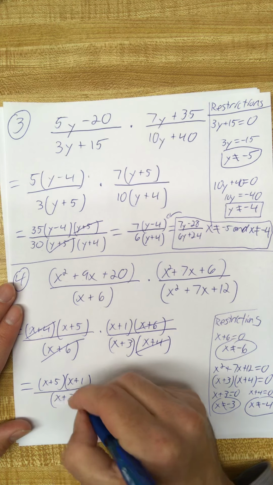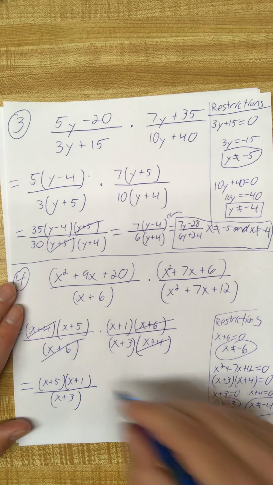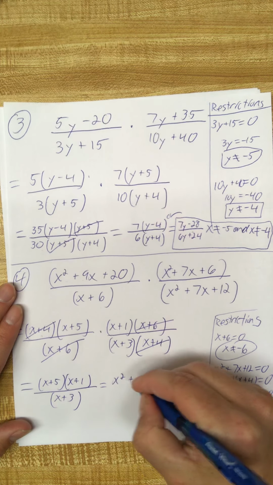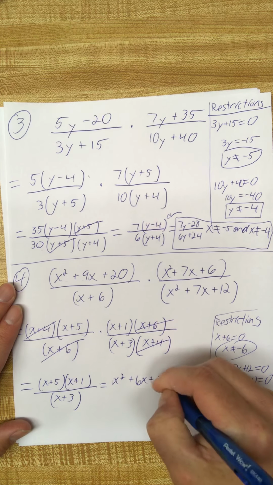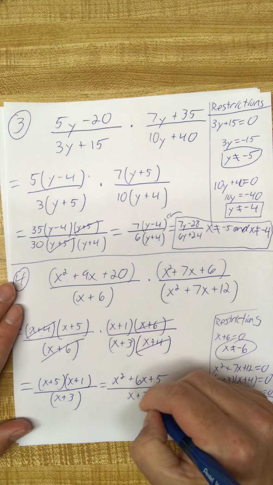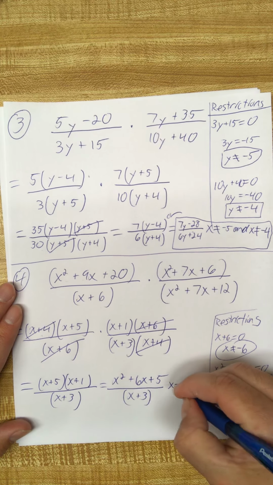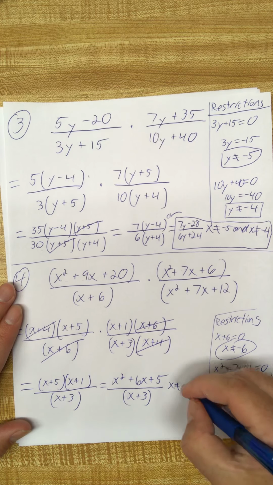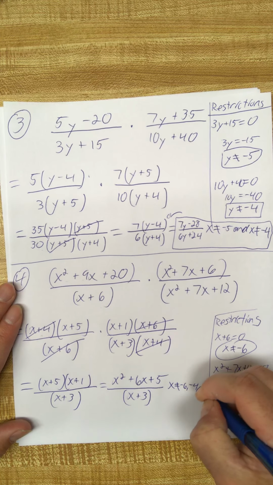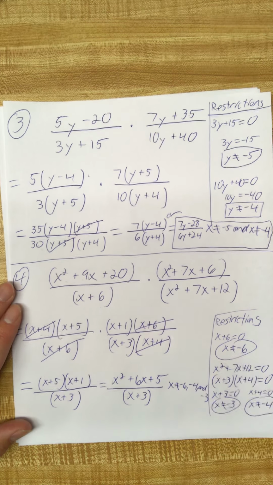Divided by x plus 3. If you'd want to rewrite this as x squared plus 6x plus 5 divided by x plus 3, that's fine. And again, don't forget your restrictions. X cannot equal -6, -4, and -3.